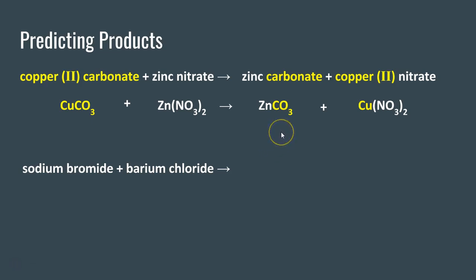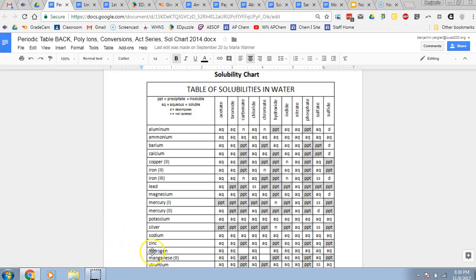Now this is where the solubility chart really comes in handy, because we need to identify what is our product that's produced. One of them usually is going to be a solid and the other is going to be aqueous. We need to figure out which one. So again, let's jump over to our solubility chart. One of our products was zinc carbonate. So let's find zinc, it's right here, and carbonate is the third one over, right?